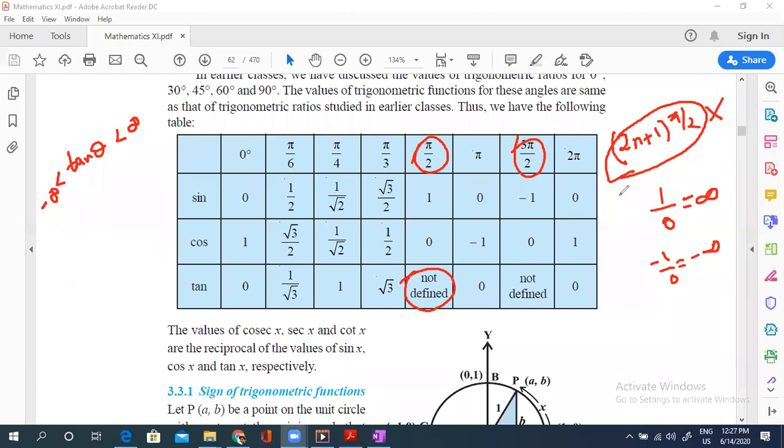1 by 0, see, it is about the sign, right? It is about the sign. I just consider it as plus or minus infinity. Okay? Now, so I can say that the domain of tan theta is all real values, anything except these odd multiples of pi by 2. Okay, this is your domain of tan theta.